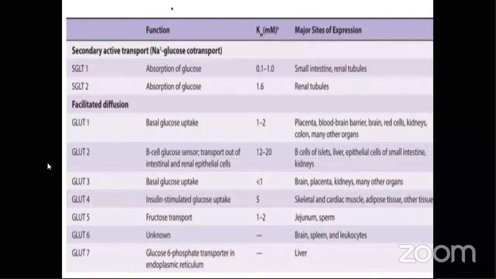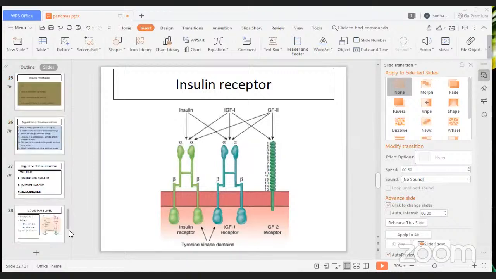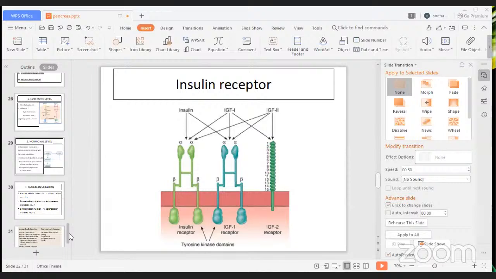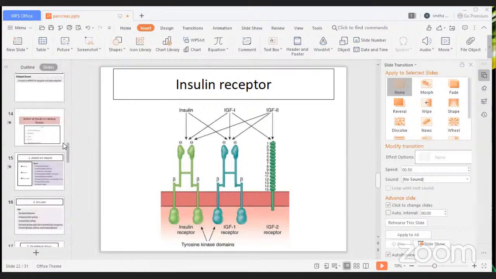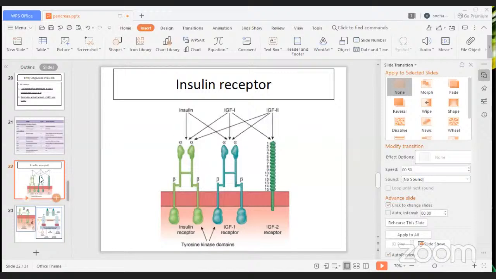Now, all the protein hormones we have discussed, how do they act? Protein hormones, how do they act? By secondary messengers. Yes, excellent. Is it always secondary messengers, and how will you classify the mechanism of action of membrane receptors?